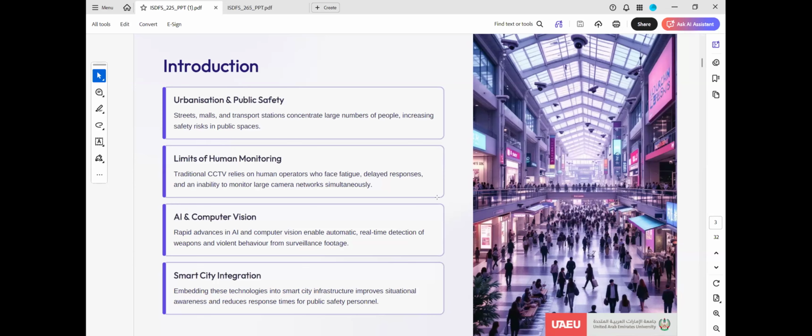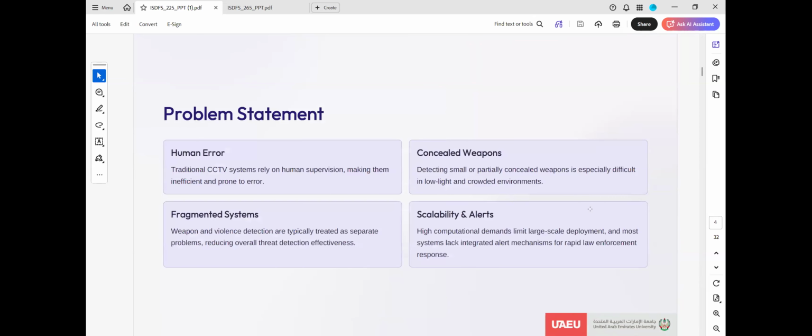So in the smart city scheme, we have to ensure public safety, and in case any incident happens, we have to create awareness, and reduce the response time comparatively to the traditional system. So that is our ultimate aim. So what are the problem statements so far?